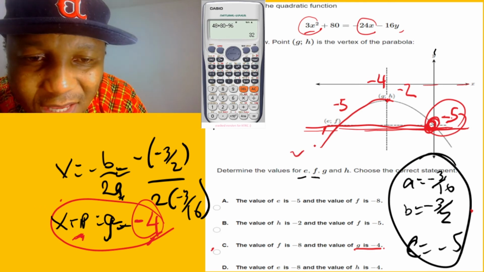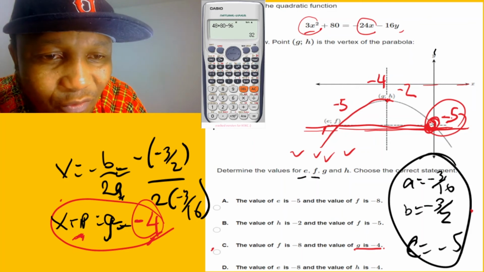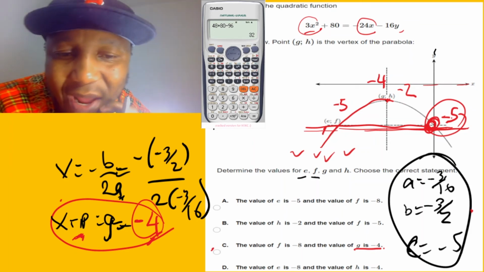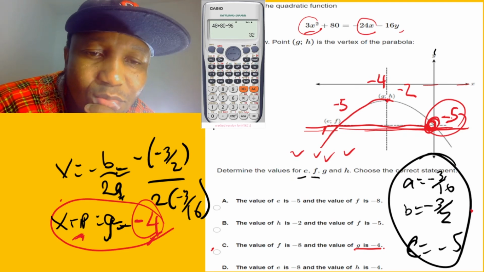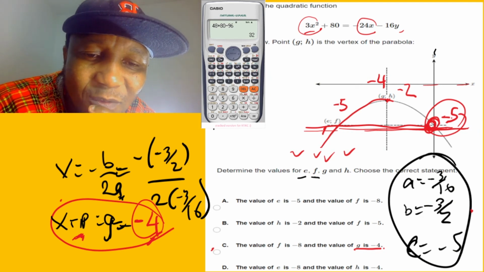But I want to do the E, F, G, H one first. What have you got already? We have H, G, and F. Only E we don't have. So let's get the value of E. How are we going to get the value of E? The value of H is easy.